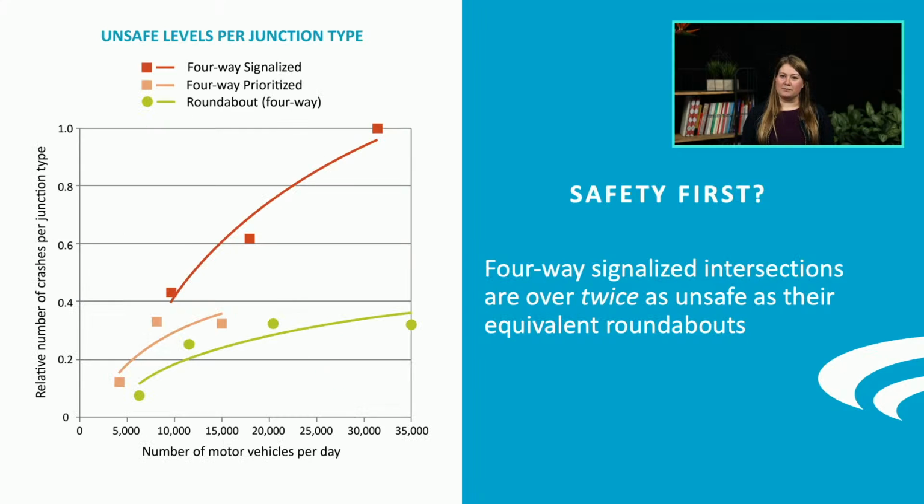We can see that in the numbers as well. So here you can see in the red the four-way signalized intersection, in the pink the four-way prioritized intersection, and in green the roundabout. And on the y-axis you have the relative number of crashes per junction type. So that means that if you have a four-way signalized intersection, these are over twice as unsafe as their equivalent roundabout. So you can have the flow with a roundabout, but you also have the safety. So that's why we also want to build roundabouts.